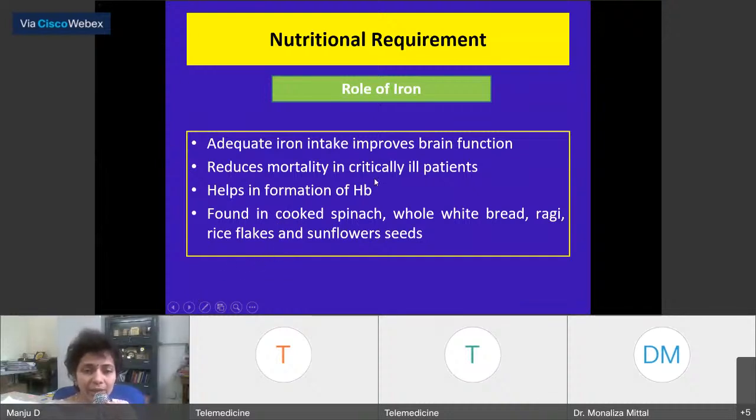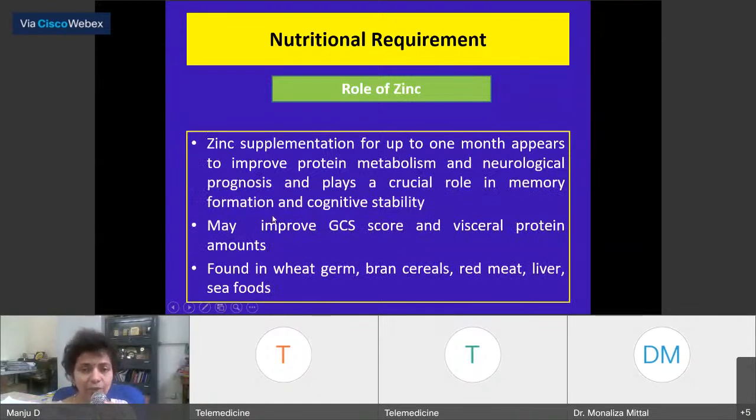Then the role of iron: adequate iron intake improves brain function and reduces mortality in critically ill patients. It helps in maintaining the hemoglobin, which is again very, very important but depleted in patients of TBI. It is found in spinach, whole wheat bread, ragi, rice flakes, and sunflower seeds. So we need to appropriately adjust the consistency of these food items before giving them to patients, depending on the method by which they are consuming the food.